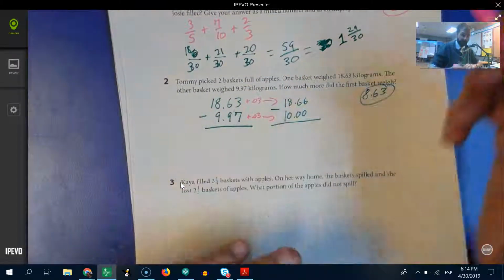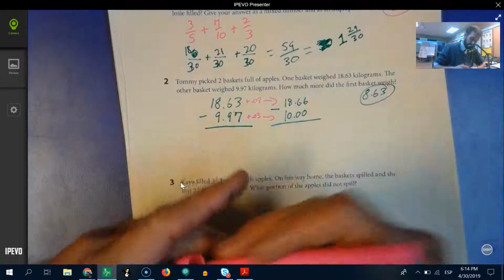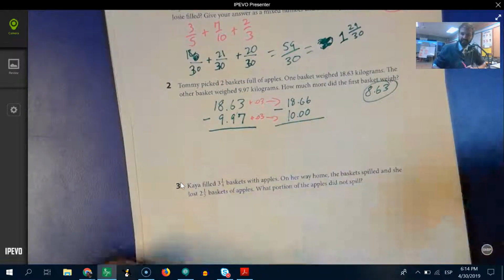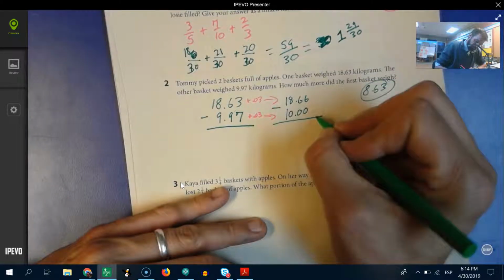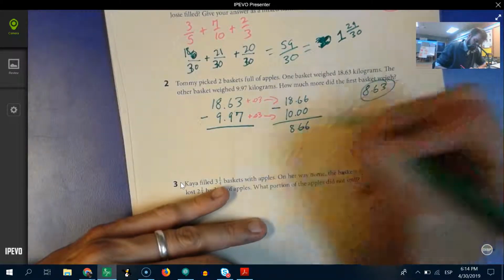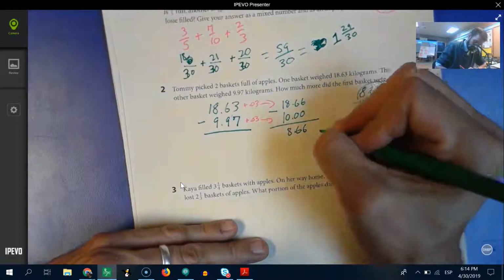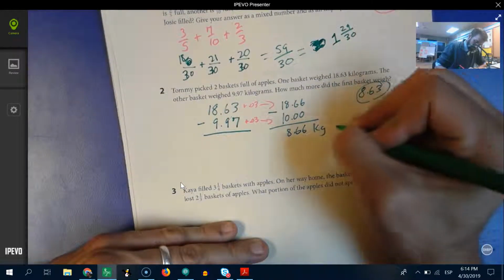But subtraction, I'm leaving everything the same. And look how much friendlier this is. 8 and 66 hundredths kilograms more.